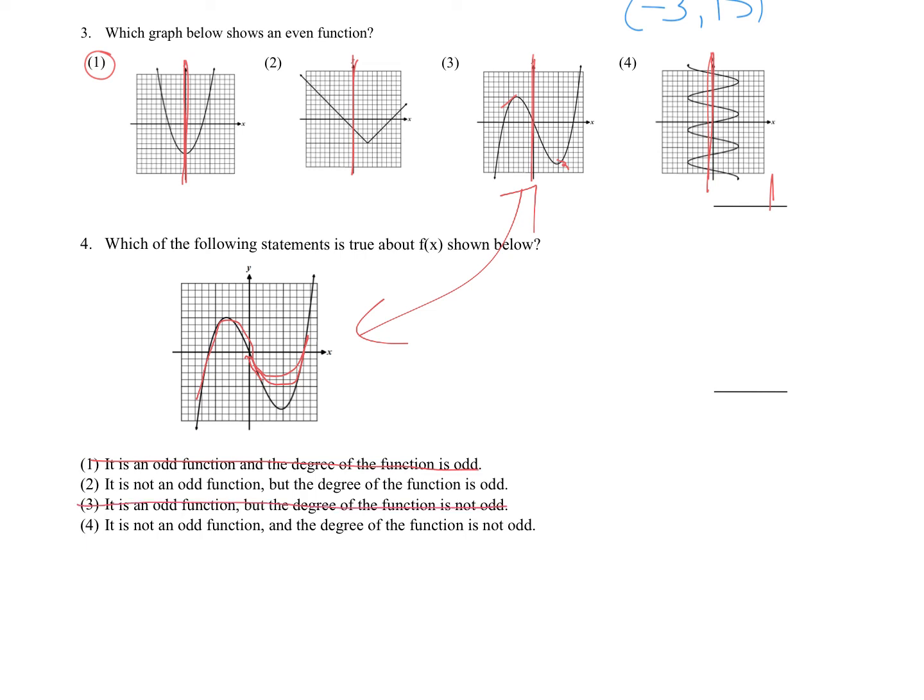Now the next question is the degree of this function odd. So we see from the end behavior that the arrows do go in opposite directions, meaning it's an x cubed or x to the 5th possibly, most likely an x cubed graph. So it's not an odd function, but the degree of the function is odd, which is choice 2.